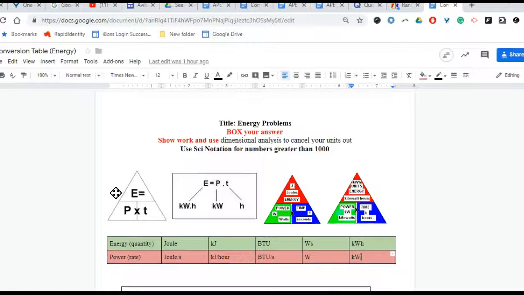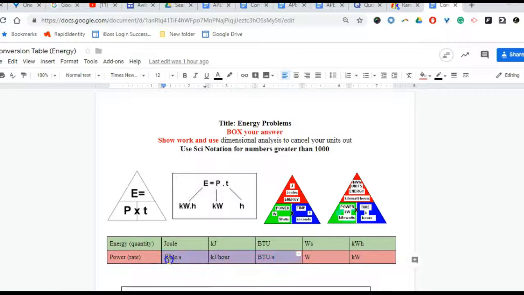All right, here we go for our energy problems. So I want you to use dimensional analysis and scientific notation just so if you run across these numbers on the AP test, they're easy to work with. So I'm going to distinguish between energy and power. Power is a rate, energy is the quantity.